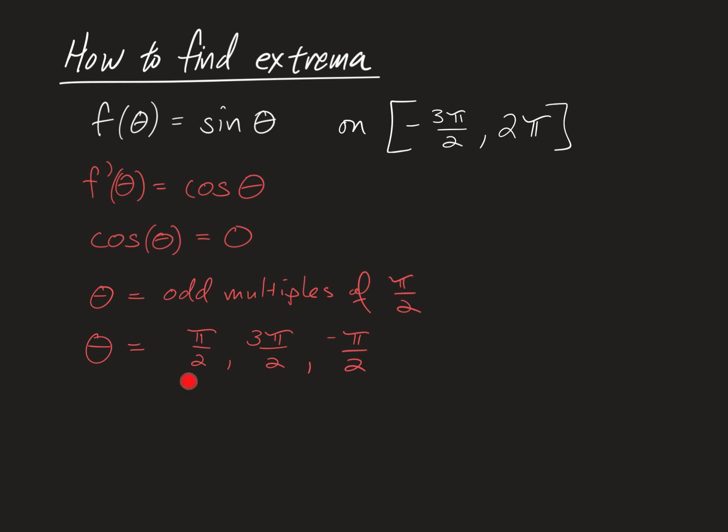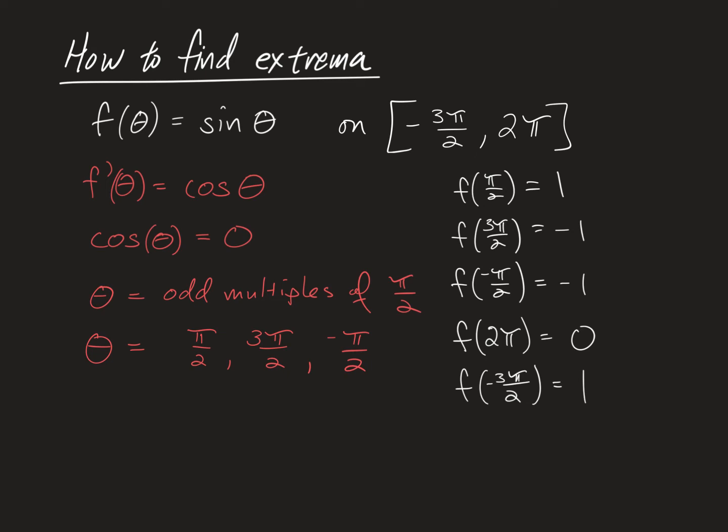So we have our critical values, we have our endpoints, and for completeness' sake, I'm going to say we don't have a denominator to worry about. So we don't need to set the denominator equal to 0 to find out where the derivative is undefined. We would say the derivative is defined everywhere. All right, so let's go ahead and evaluate the original function at all of our critical values and endpoints.